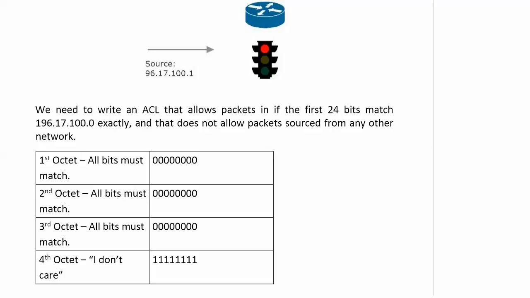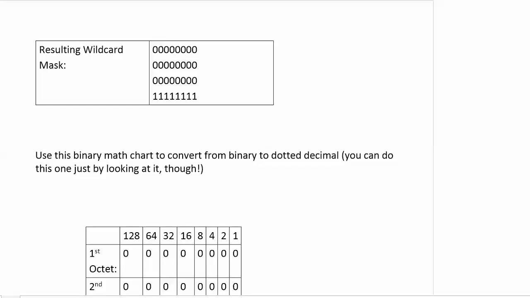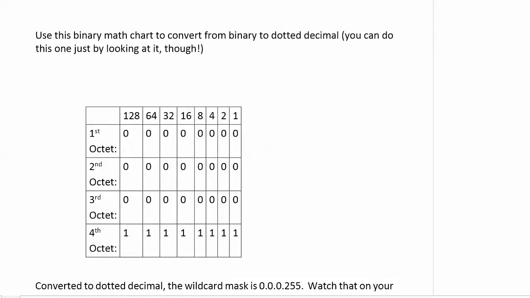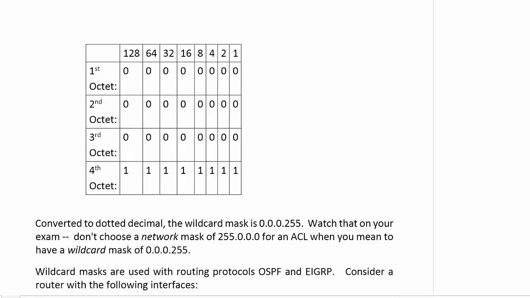So we are saying with this mask that there's a match if the first three octets are exactly 196.17.100, and then after that, I don't care. Here's your resulting wildcard mask from the first octet down, and it's going to be 0, 0, 0, 255. I have the binary math chart on the board for you as well, but I know you can look at that at this point in your studies and just say, bang, I know exactly what that is.